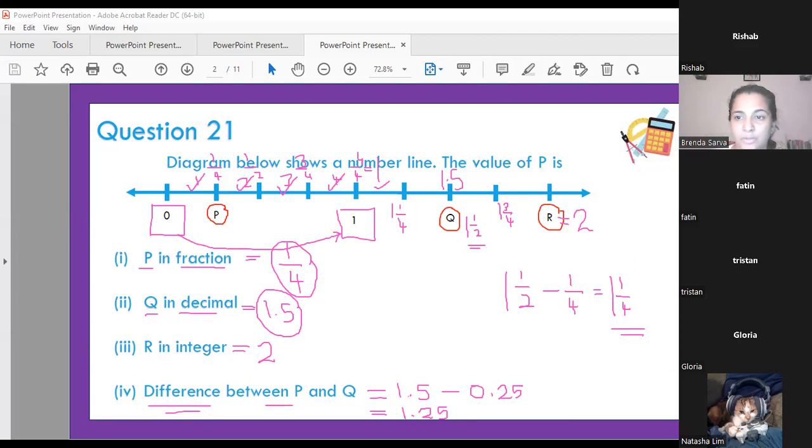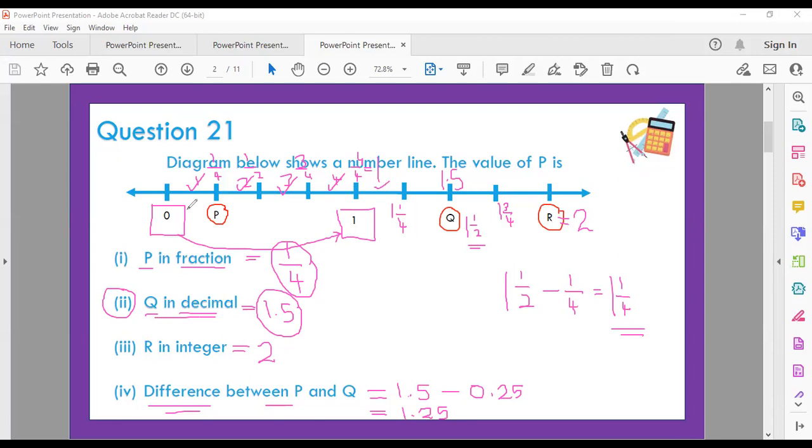Oh, in chat. How to get 2? Which one? You mean this one, Tristan? 2? Q in decimal, my boy. You see, the pattern on this number line, everything is half. Everything is a quarter here. So quarter, half, 3/4, 1 whole. 1 1/4, 1 1/2. So 1 1/2, how much is 1 1/2 as a decimal?